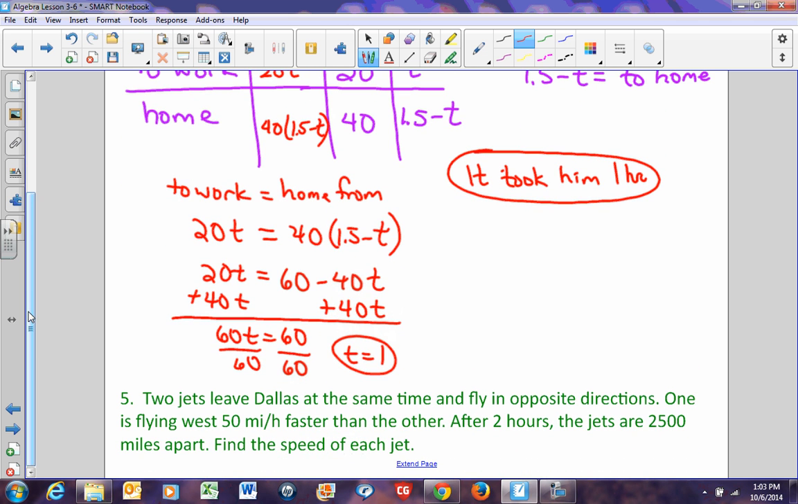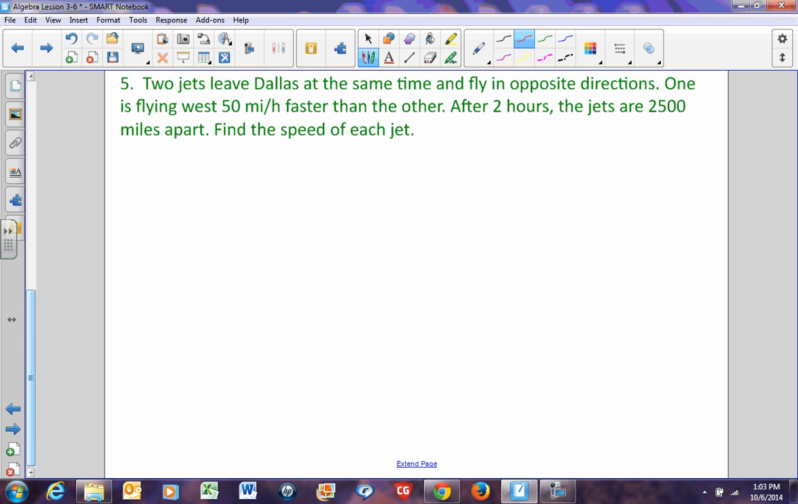Last question. 2 jets leave Dallas at the same time and fly in opposite directions. One is flying west 50 miles per hour faster than the other. After 2 hours, the jets are 2,500 miles apart. Find the speed for each jet. Okay, so we have a slower jet and a faster jet, so I'm going to call them slow and fast. That makes it easier. Distance, rate, time.